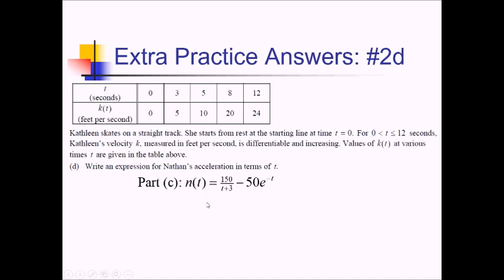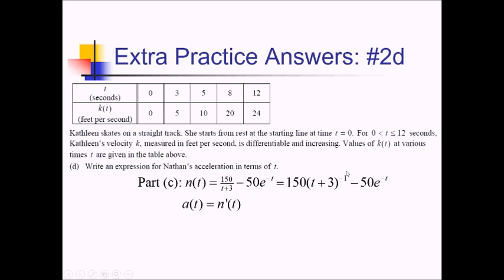And before I do that, let me just rewrite this function so it's a little easier to take the derivative of. So I'm going to rewrite this first term in particular as 150 times t plus 3 to the negative 1. And now that'll make it a little bit easier to use my power rule when I take the derivative. So going ahead and taking that derivative, to get a of t, we have n prime of t. I'm just going to spell this out so that people know what I'm doing.